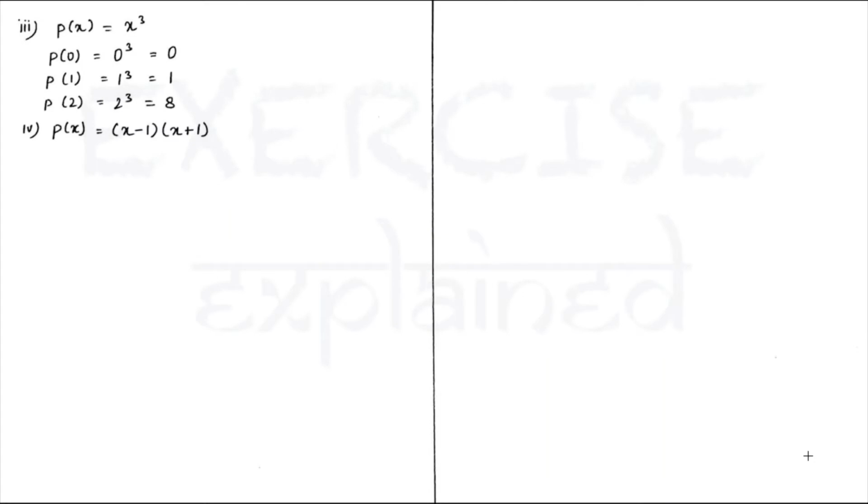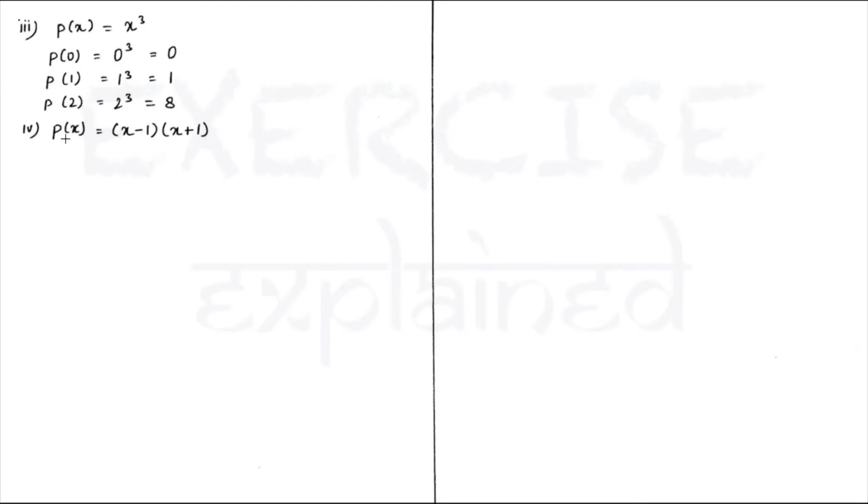Coming into the next question, we have p of x is equal to x cube. We just need to substitute 0, 1 and 2. So p of 0 is 0 cube, that's 0. P of 1 is 1 cube, that's 1. P of 2 is 2 cube, that's 8.